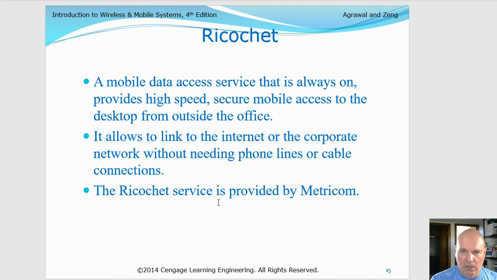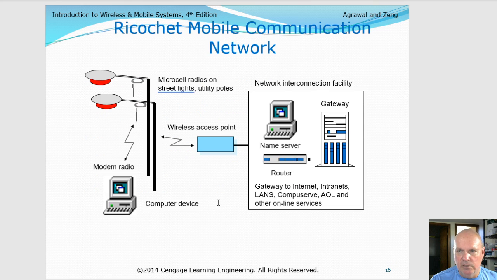Okay, so you didn't need phone lines. Again, it's obsolete now. It's no longer in service. It's been largely replaced by Wi-Fi hotspots, and the latest trend is to provide Wi-Fi hotspots throughout a city to provide metropolitan service. The Ricochet network was a very low power network. It could be installed on street lights to get coverage throughout a city.